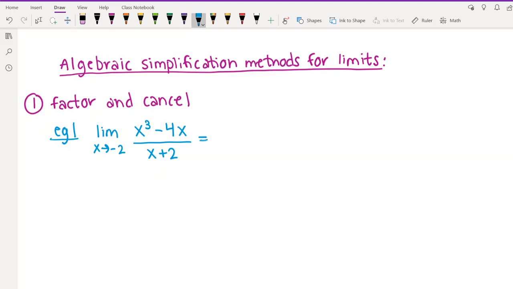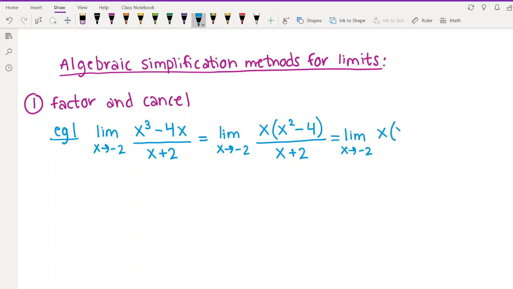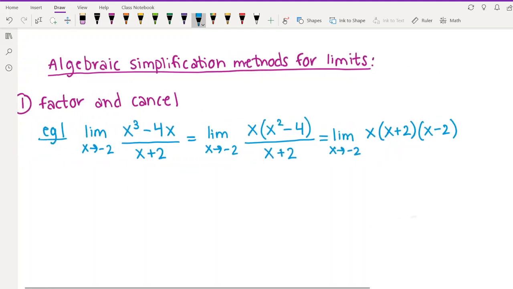So how can this be simplified or factored in order to simplify it? Well, in the numerator, we can factor out an x, right? So we have the limit as x approaches -2. We factor out that x, and we're left with x squared minus 4, and then in the denominator, we have x plus 2. From here, x squared minus 4 can be factored again, right? That is a difference of squares. So we have x times x plus 2 times x minus 2. It factors as x plus 2 times x minus 2. And then we're dividing by x plus 2.